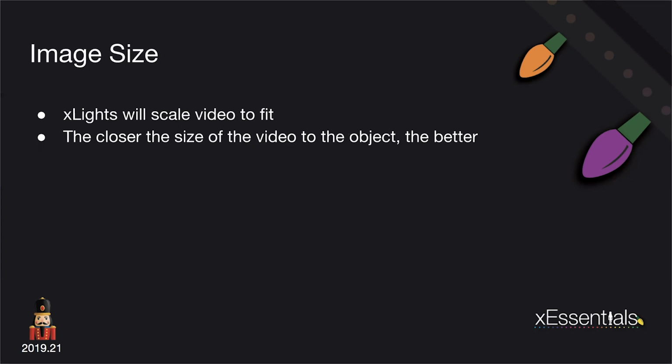The closer the size of the video to the object that you're mapping it to in video, the quicker it will render. If I have a matrix that's only 10 pixels by 10 pixels, why would I feed it a high definition signal that's 1920 by 1080? xLights and its back-end processing and libraries have to work that much harder to try and fit the video and scale it inside of that matrix.